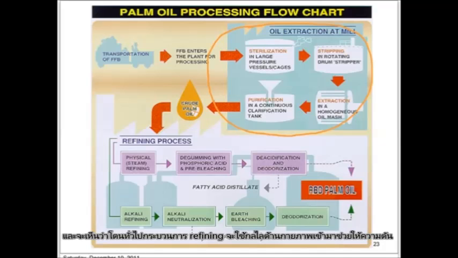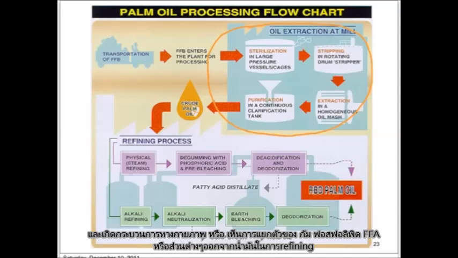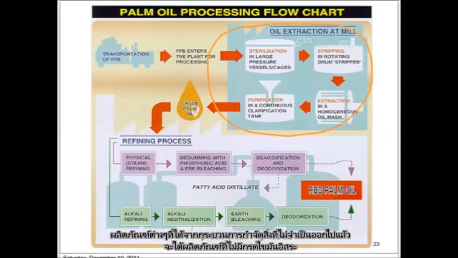And we will look at the refining process later, but basically we can use physical refining by using steam, or we can use chemical refining by using an alkaline process. But both, whether physical or alkaline refining, the idea is to remove the gums or phospholipids, free fatty acid. So various stages of refining, and finally we will get the refined oil. RBD palm oil here means refined, bleached, and deodorized palm oil. And we can get various byproducts from the refining process, for example, fatty acid distillate, or the soap stock.